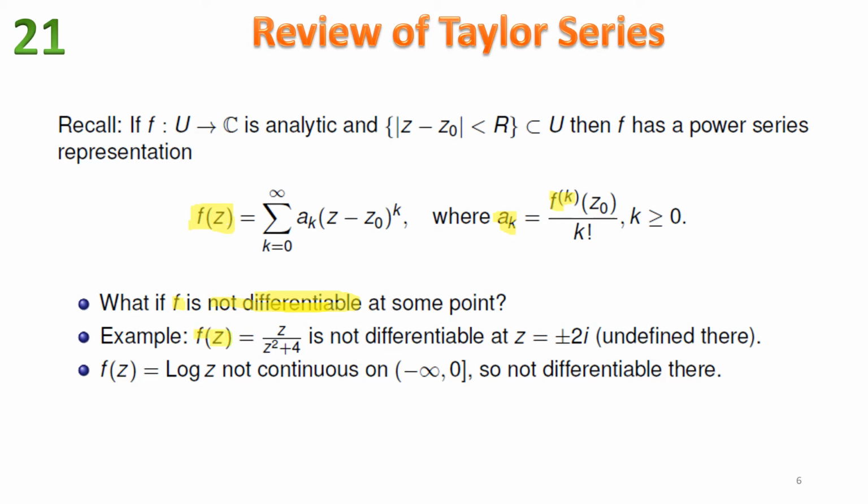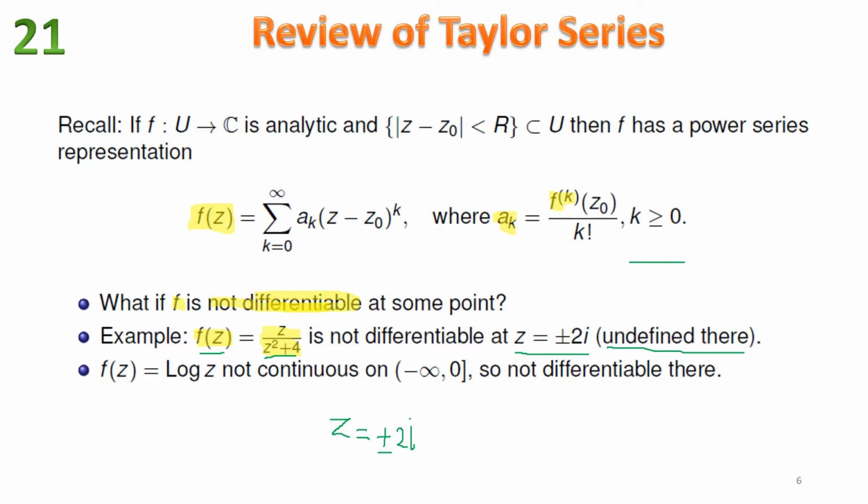f of z is equal to z upon z squared plus 4. Now, if you consider z to be equal to plus minus 2i, then the denominator will be 0 and the function f of z will blow up. So this is not differentiable at z equal to plus minus 2i. We can say that it is undefined there.